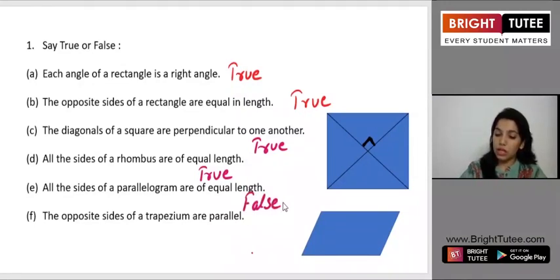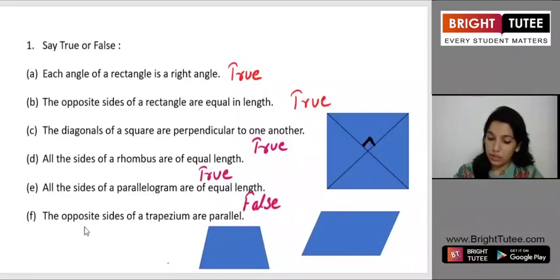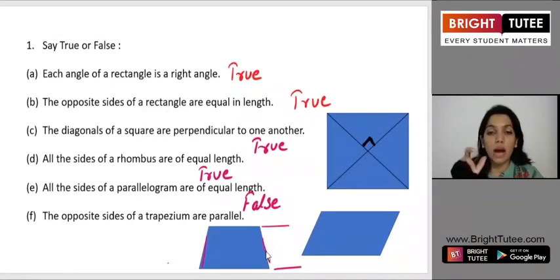Now the last one, the opposite sides of a trapezium are parallel. Just one pair of opposite sides of a trapezium are parallel, not all the four sides. This is how a trapezium looks like. So clearly the opposite sides of trapezium are parallel, but only one set of opposite sides, right? Not the other one. So we are not very sure what they are asking us. Are they asking about both the pairs or are they asking us about just one pair?